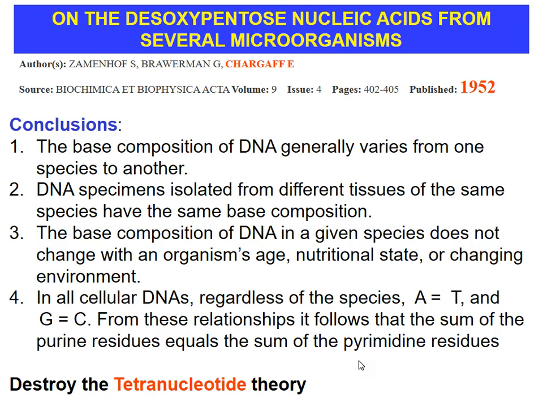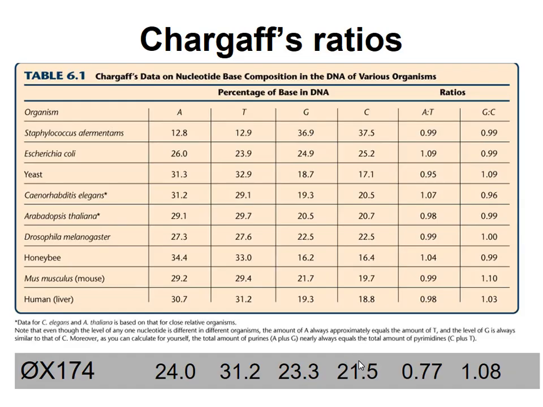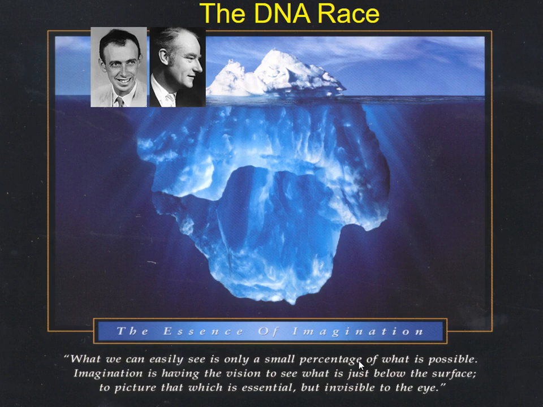And then one interesting finding: he always found that A equals T and G equals C. This is a big data, but unfortunately he couldn't interpret it. That means purine equals pyrimidine. A equals T: a similar number of purines and a similar number of pyrimidines. This is the information of the double helix. A and T is almost 1, and G and C is 1. If it is not 1, it is single stranded. Normally we use a DNA marker, a single-stranded DNA.